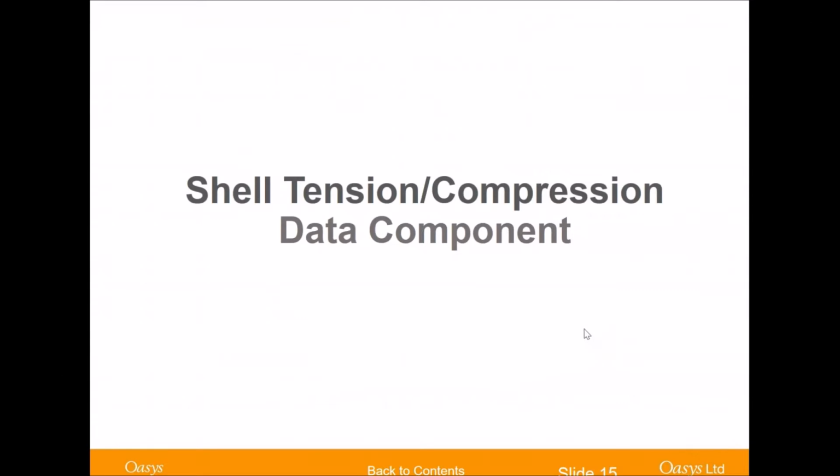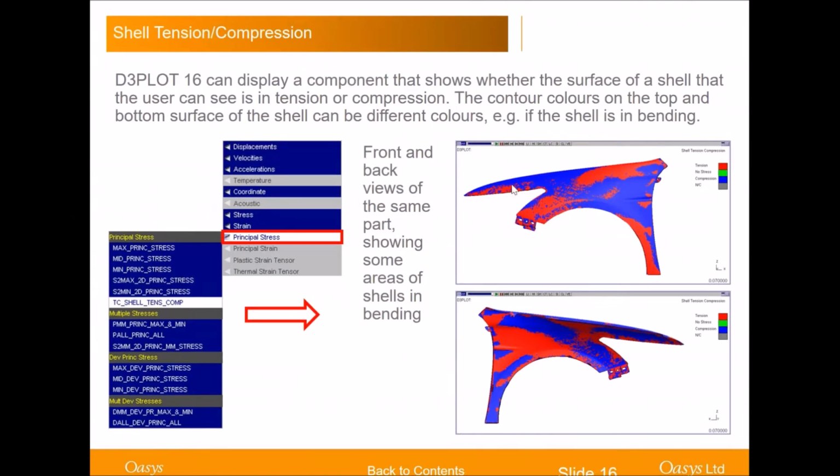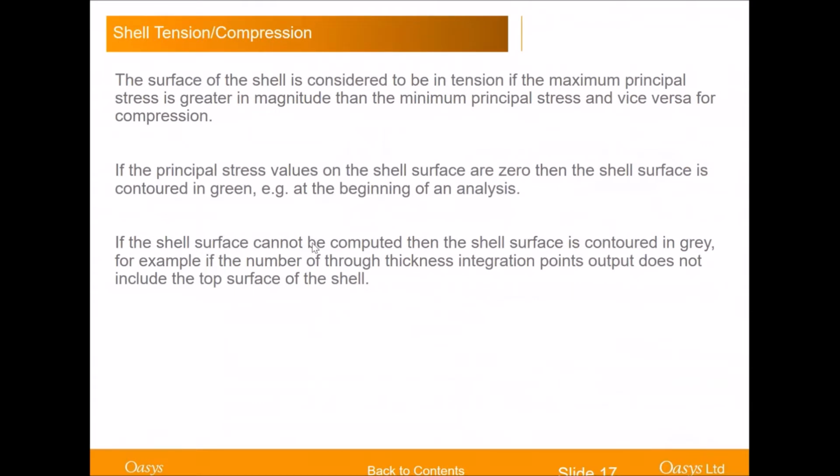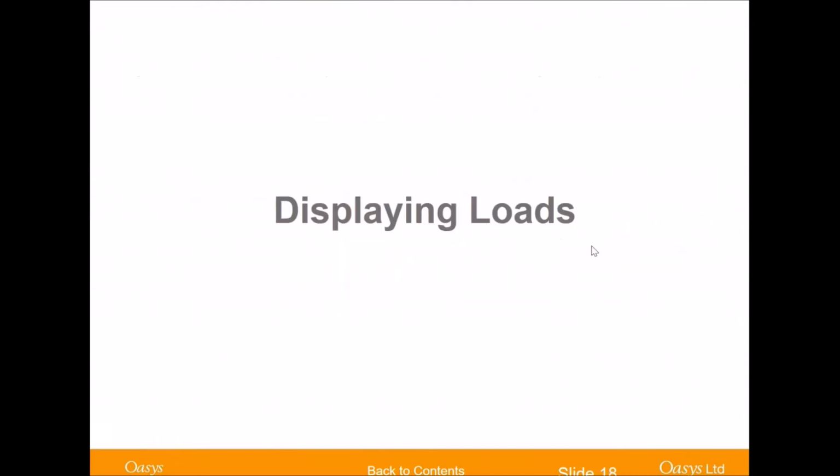We've introduced further data components. One I particularly want to draw your attention to is the shell tension and compression. This now in D3plot allows you to contour whether a shell is in tension or in compression, or indeed has no stress on it. It's available under the principal stress menu. As you can see, the red is for tension, the green would show no stress, and blue would show compression. If there are reasons why the shell surface can't be computed, it's contoured in grey, as with our other contouring where the data is not available.